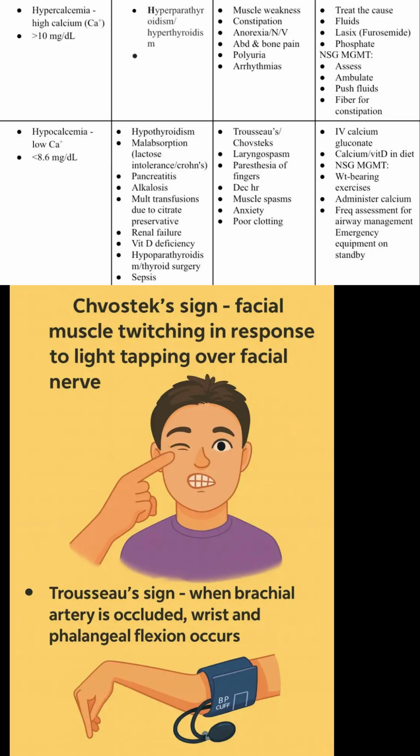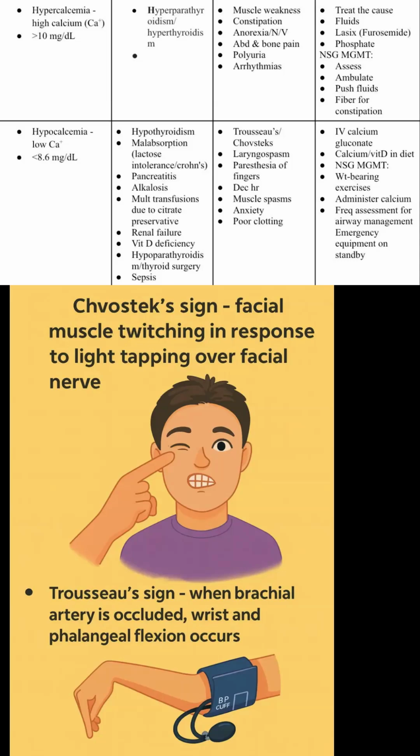With hypocalcemia, calcium below 8.6 milligrams per deciliter, prioritize airway and muscle function. Treatment includes IV calcium gluconate, increased dietary calcium and vitamin D, and weight-bearing exercise. Monitor the airway carefully due to laryngospasm risk, and keep emergency equipment readily available.